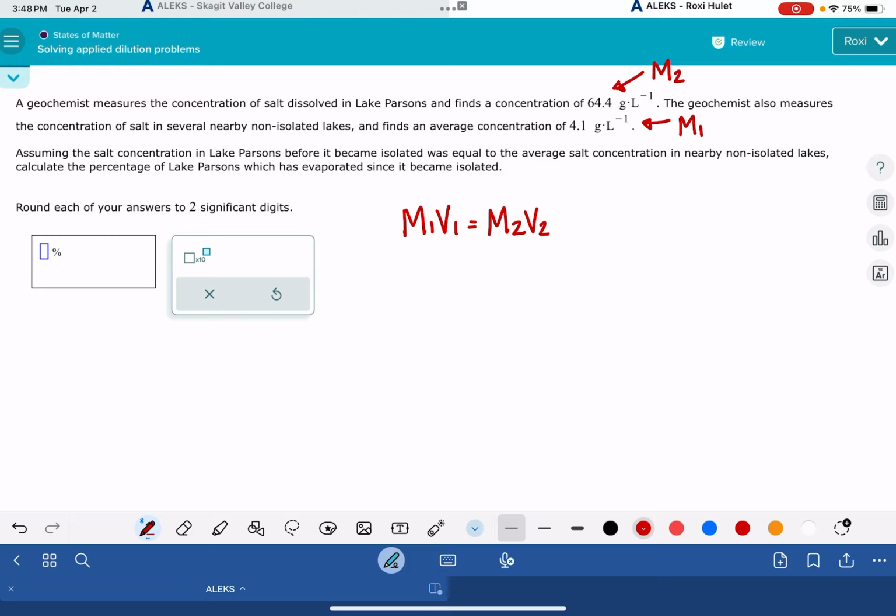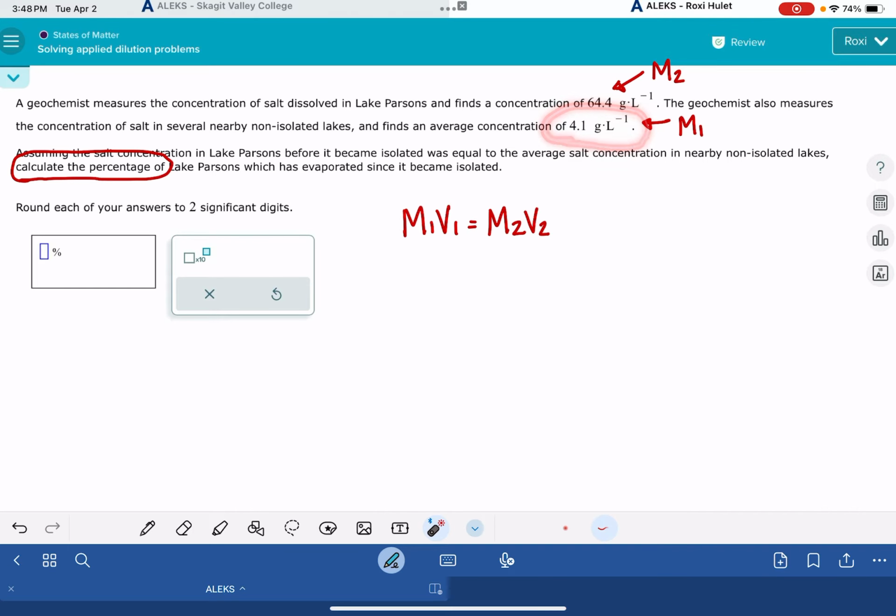And the problem asks us to calculate not how much water evaporated. It's also not asking us to calculate what the new volume is or what the original volume is. It's asking us to calculate what percentage of the water evaporated. So it's not looking for a V2, it's looking for a relationship between V1 and V2. And that's why we're able to use this equation, even though we don't actually know what any of the volumes are. Okay, so like I said, this is a trickier version of the problem, so just hang with me.